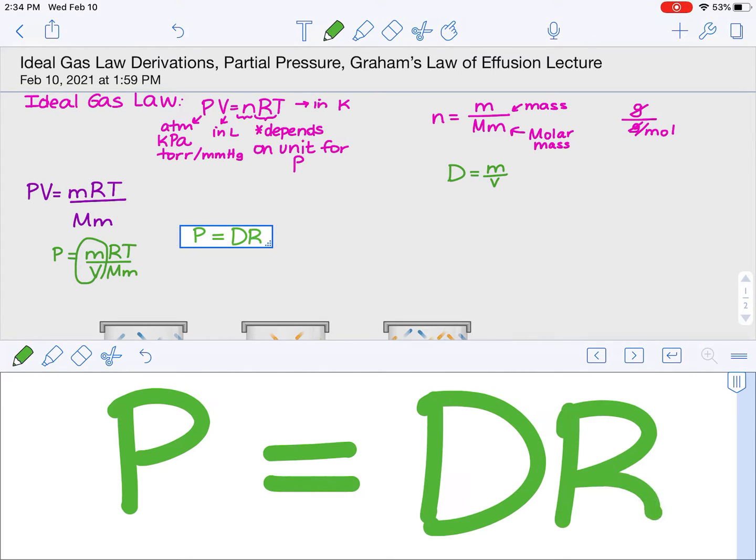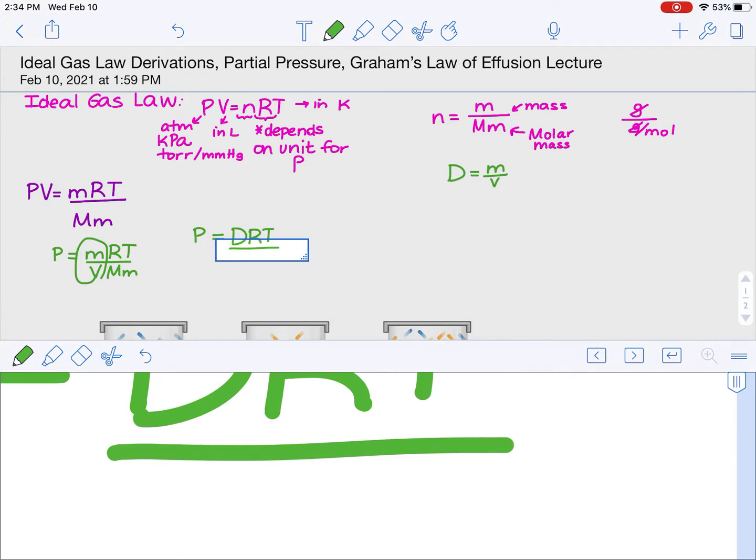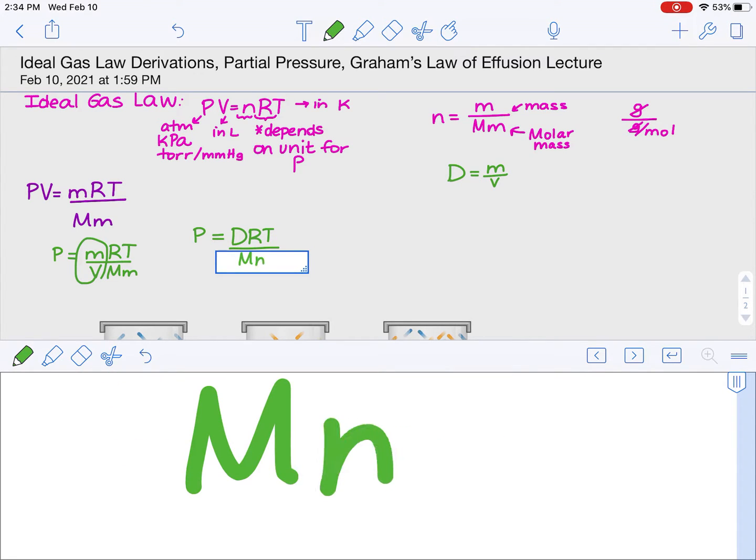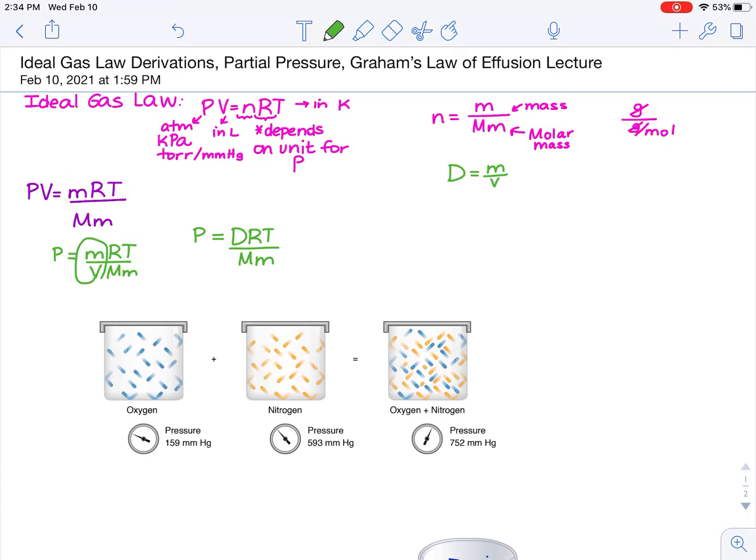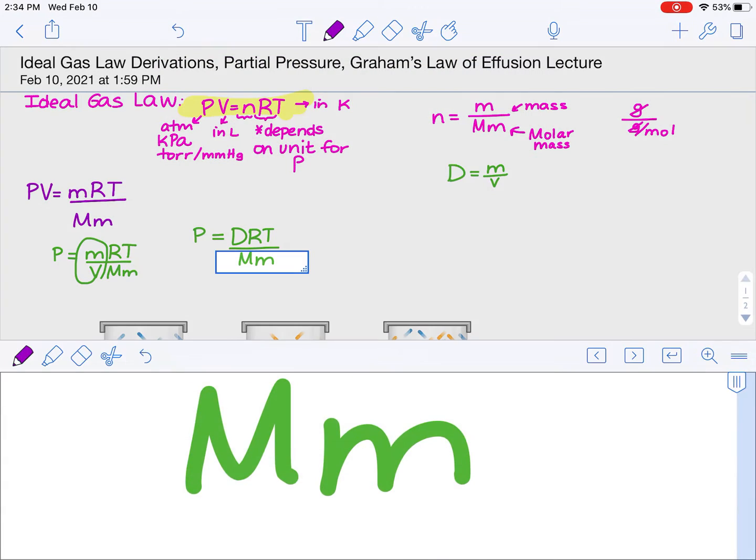So the final derivation of the ideal gas law is as such. Pressure is equal to the density times the universal gas constant times the temperature divided by the molar mass. Do you need to memorize these two formulas? I don't think so. You can figure it out by just logically deducing what we just did together. The one you'll be given on the reference packet is the original PV equals nRT. Moving on.